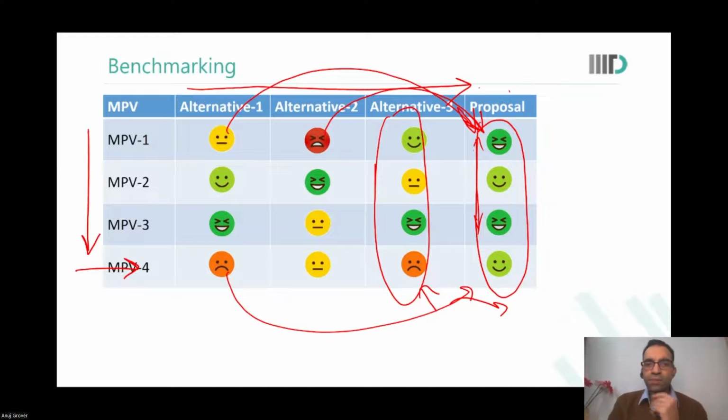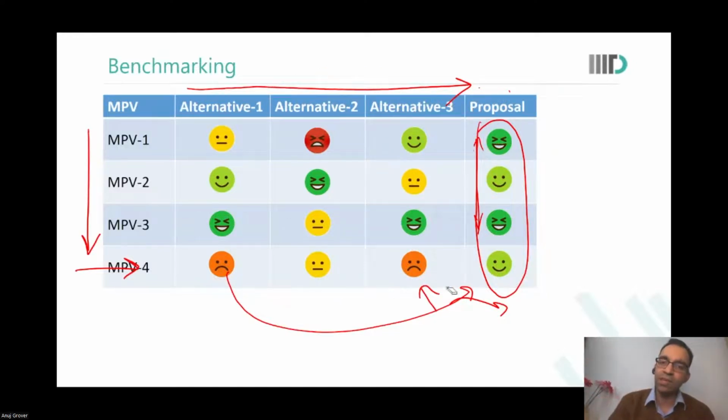Lovepreet, is this clear now? Yes, sir. Okay. So now what? I have identified that, okay, there are these 4 MPVs. I want to now reach out to my venture capitalists and seek funding. So what do I do?